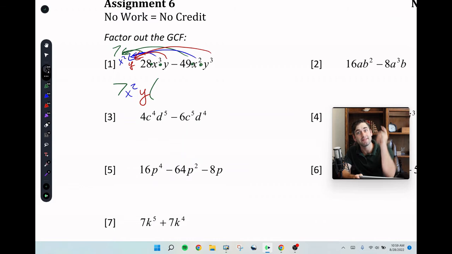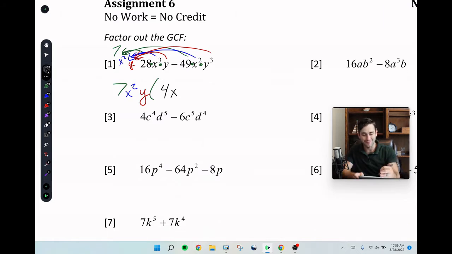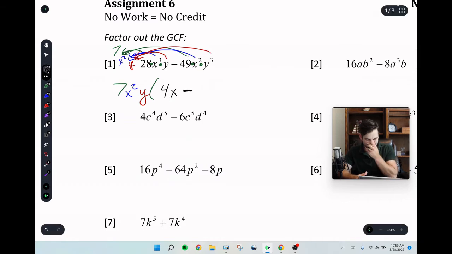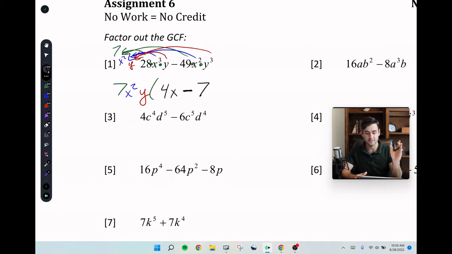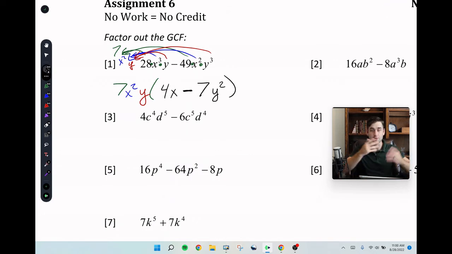So if we pull a 7 out of 28, we're left with 4. If we pull an x squared out of an x cubed, we're left with x. And if we pull a y out of a y, we're left with no y's on the left side. Leave the minus sign alone. We pulled a 7 out of a 49, leaves us with a 7. We pulled an x squared out, leaves us with no x's. And we pulled a y out, leaves us with y squared. Cool? Have any questions? Let us know.